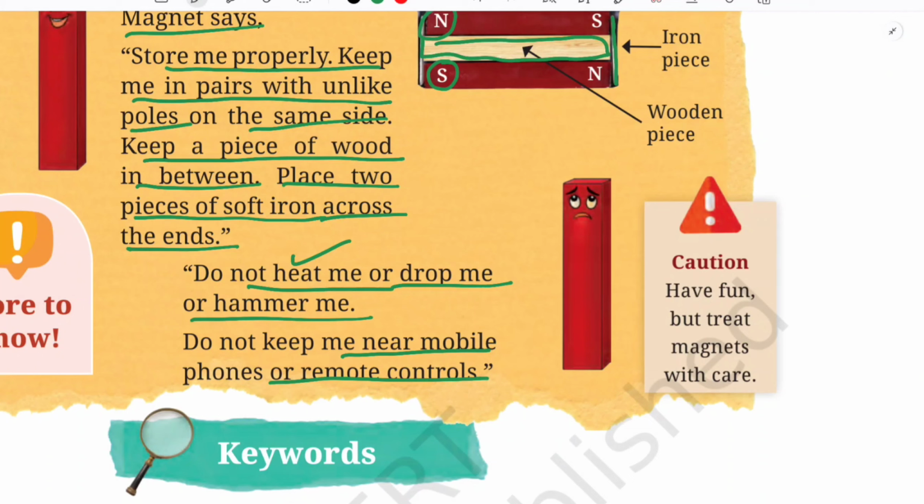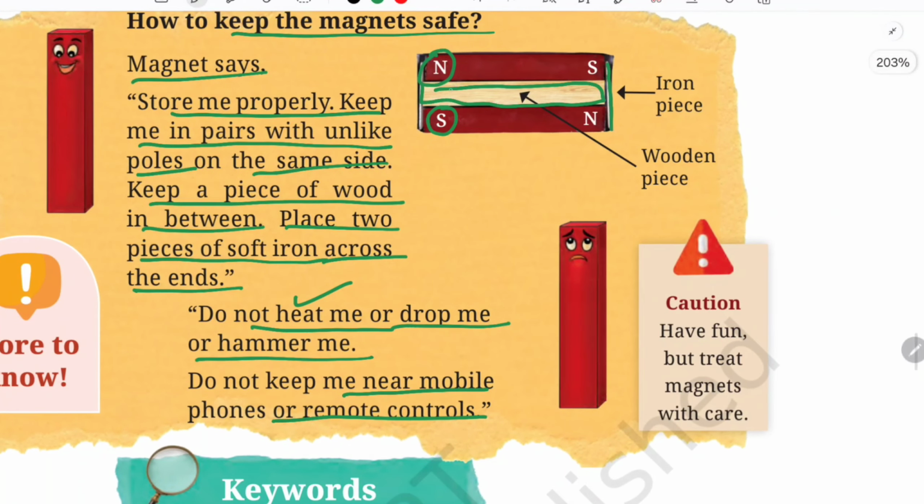That means you should always keep magnets very safely, just like this it is given. In between you should keep one small piece of wood, and you have to keep unlike poles, north with south and south with north. Okay, and you have to keep one small iron piece. So this is the correct way of keeping magnets. And here one line is there, have fun but treat magnets with care. So you can have fun with magnets, you can experiment with so many things, so many activities, isn't it, but you should always treat the magnet with care.